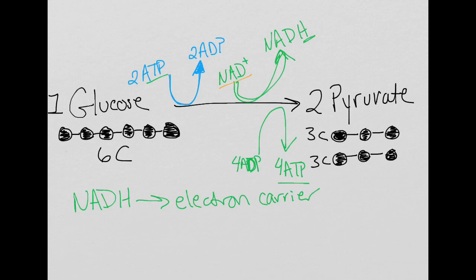And so I just want to count the ATP here. We used 2 ATP at the beginning, but we gained 4 ATP. And so our total after glycolysis is a net gain of 2 ATP. And again, I just want to remind everybody that glycolysis takes place in the cytoplasm.